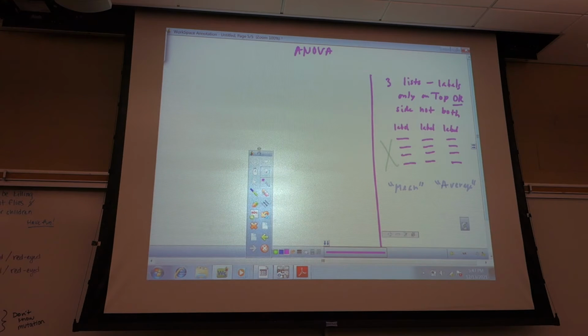Good. All right, so what's my first step? This one? H naught is mu1 equals mu2 equals mu3, however many means you have, dot, dot, dot. And H1 is what, folks? Someone else? What was that? Yeah, at least one differs.